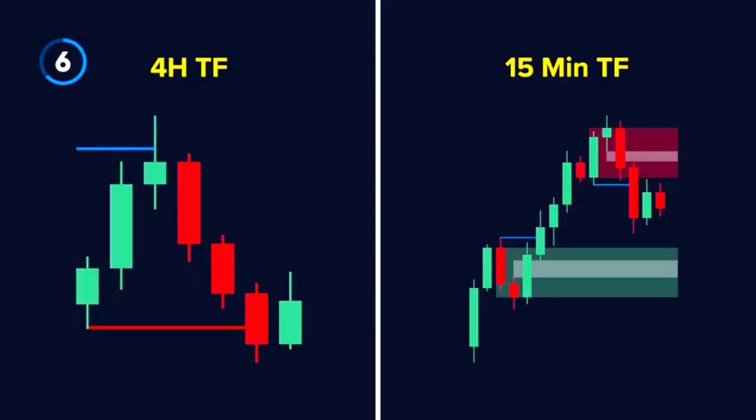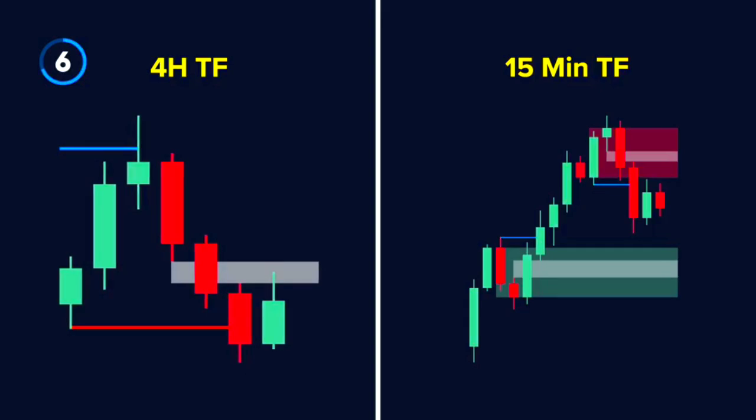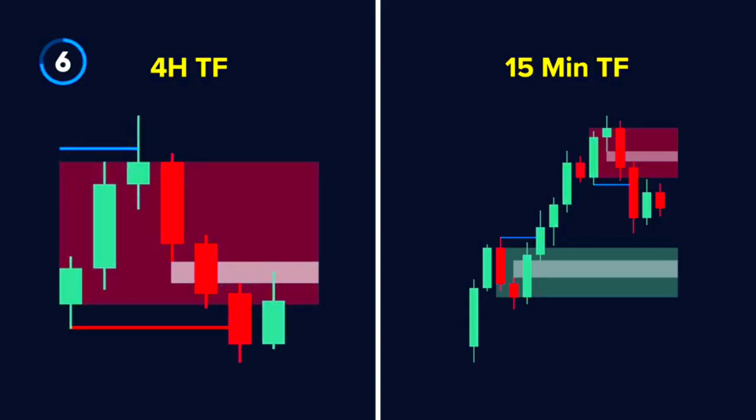Because when we zoom out onto the 4-hour time frame to look at the larger market structure, we can actually see that the price action is currently in the process of playing out a typical market maker sell model. This is because we have a liquidity sweep at the top of the chart, which is more than likely followed by a change of character.